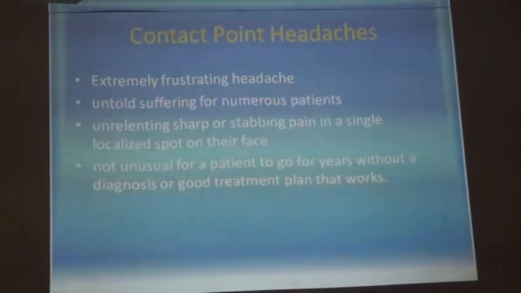It is an extremely frustrating headache, untold suffering for numerous patients, an unrelenting sharp or stabbing pain in a single localized spot on their face. It is not unusual for a patient to go for years without a diagnosis or a good treatment plan that works.